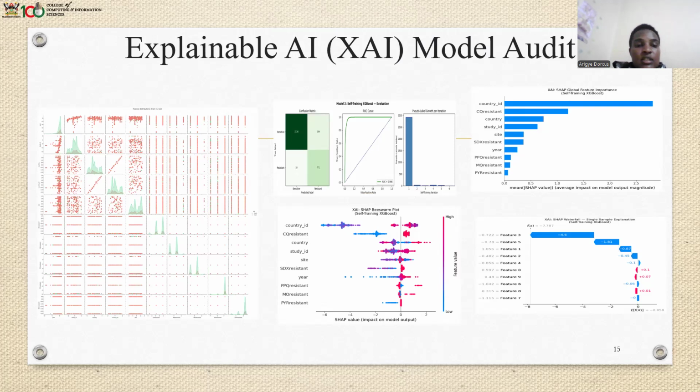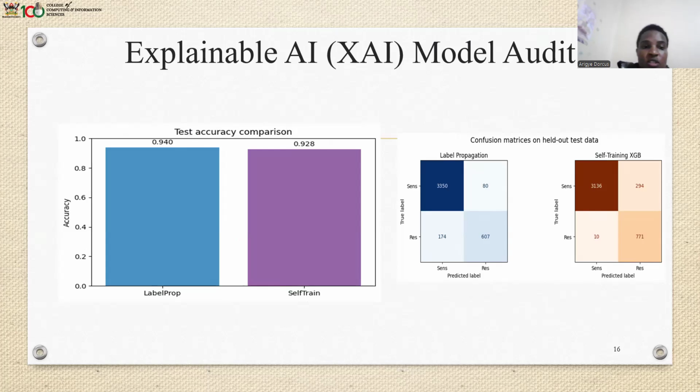We performed an XAI audit on both models using the different techniques best suited to each one to verify that their predictions were based on sensible clinical factors. Since the label propagation doesn't provide its own feature importance scores, it works on a distance matrix, we used a model agnostic technique called permutation importance. So the logic is beautifully simple.